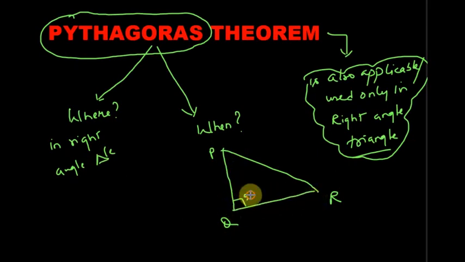Now when to apply? See, in questions they will provide us the information of two sides. Let's say this side is 4 centimeter and this side is 3 centimeter, and we need the information of this side, side PR. So whenever we have a right angle triangle, and we are provided with the information of any two sides, if we want to find out the length of the third side, then we can use Pythagoras theorem and find out the third side.